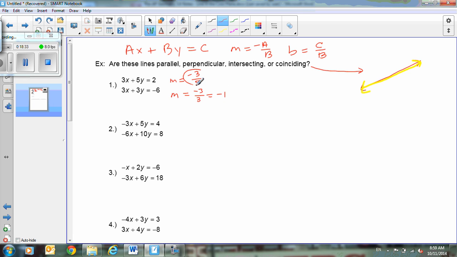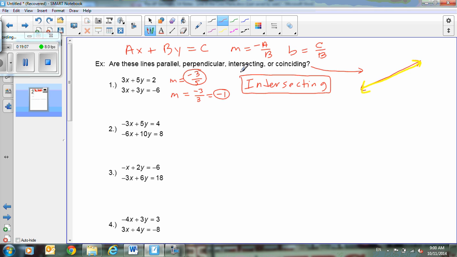All right, so compare these slopes. These slopes are different. If two lines have different slopes, that means at some point they're going to intersect. And remember, one of our first postulates we learned says, if two lines intersect, they're going to intersect in exactly one point. So this pair of equations would have one solution, and that is because the two graphs are intersecting.